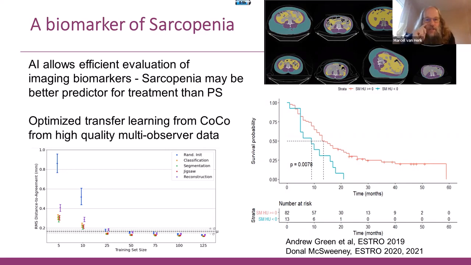And what he's been showing is that if you use optimized transfer learning, you can train your networks with about 25 cases and get a better performance than the human observers for contouring these targets. And Andrew Green has shown that the outcome in different cohorts in survival is clearly related to the amount of sarcopenia that you measure in this way. So this is a biomarker of global health, and we think that this could be complementary to, or maybe even replace in the future, things like performance status, which are qualitative markers of health.